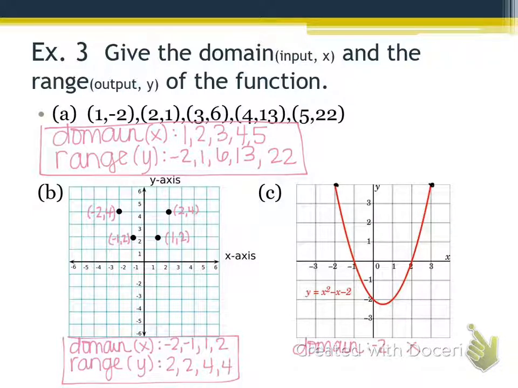Now go to the other end of the parabola. Where does this parabola end on the x-axis? Again, if you're like, how do they know that, Ms. Johnson? Because they're looking all the way down and they hit 3 on the x-axis. So the second number in my domain is 3.